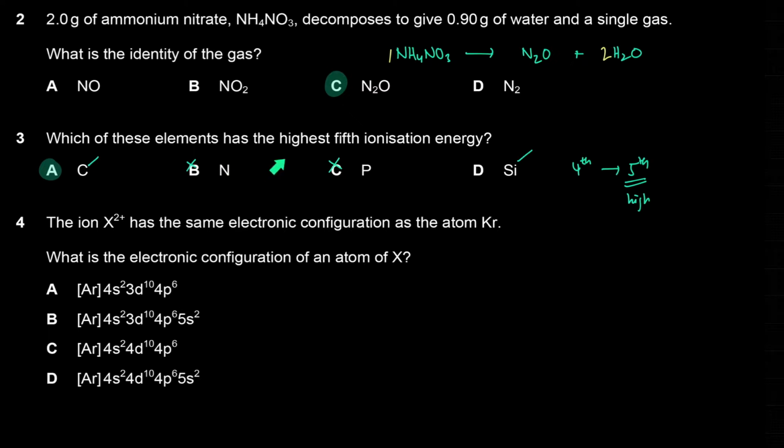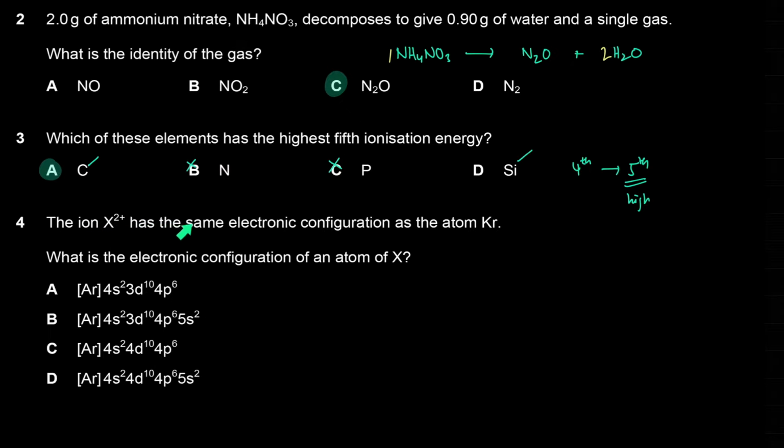For nitrogen and phosphorus, there are 5 outer electrons, so the fifth ionization energy wouldn't be as high as for silicon and carbon. For carbon and silicon, after you remove the 4 outer electrons, the fifth one will be removed from an inner shell. Because carbon is higher up in the group, silicon has more shells and a lower fifth ionization energy, whereas carbon will have the highest.